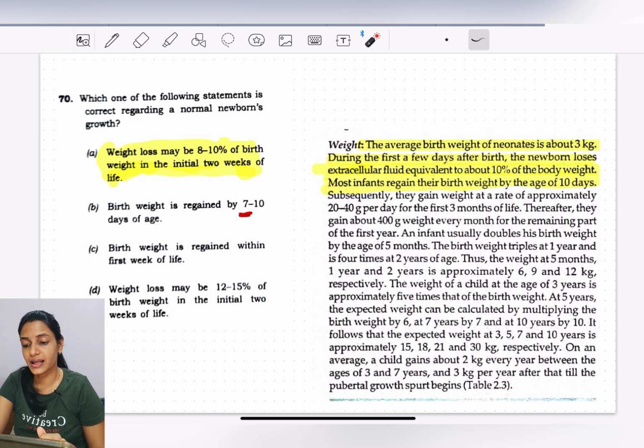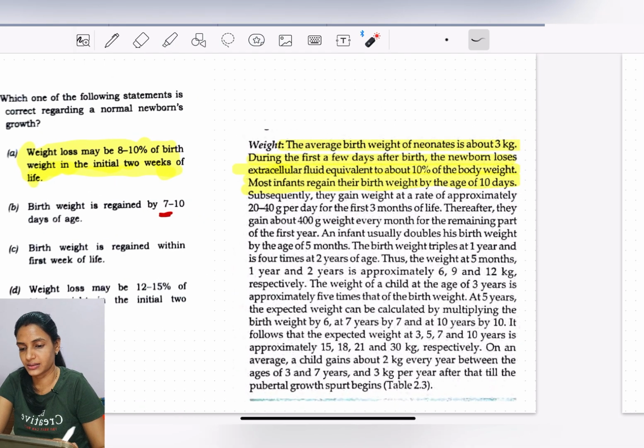Which of the following statements is correct regarding normal newborn growth? So the average birth weight of a neonate is about 3 kg. Now during the first few days after birth, the newborn loses extracellular fluid, about 10% of body weight, and regains their birth weight by the age of 10 days. So there is a controversy among options A and B. A was giving weight loss maybe 8 to 10% in the initial 2 weeks and regained by 7 to 10 days of age. So my vote is for the A option, because regained by the age of 10 days, it's not by the age of 7 days. So I'll give the vote for the A option in this case.